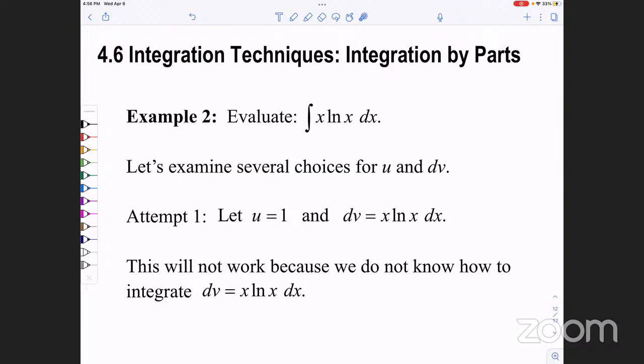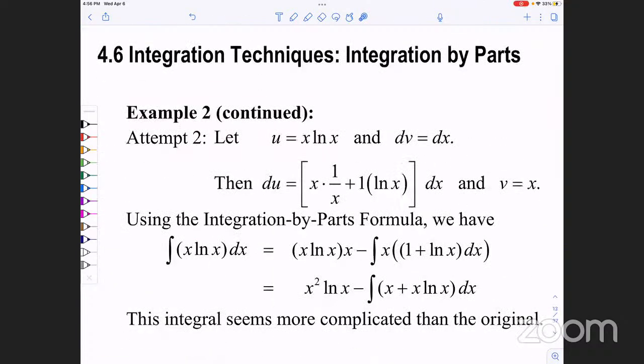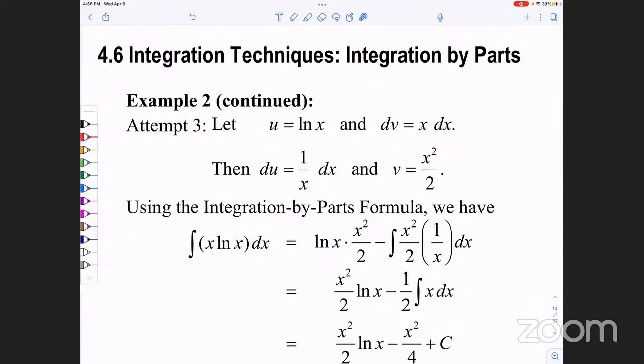So first, let's examine several choices for u and dv. Let u be 1. No, we already know that doesn't work, right? So we're just gonna let that be. Let u be, now they tried x ln x, but I think this integral seems more complicated than the original, so I'm just gonna let it be, right? They just tried a different u and a different dv, but that didn't seem to work either. We got lucky. We chose the proper u and dv off the rip, so we were good to go.